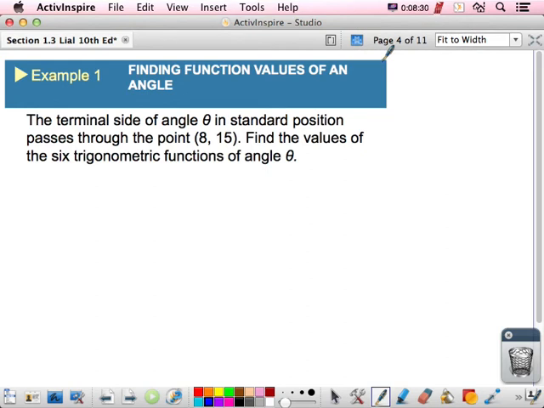So as I said, it's really, really important that you memorize those 6 definitions of the trig functions. And we'll be using that a lot today, so that'll help the memory process get started. For our first example, we're given that the terminal side of an angle, we're going to call it theta, that is in standard position passes through the point (8, 15). Using that, we want to find the values of the 6 trig functions of that angle.